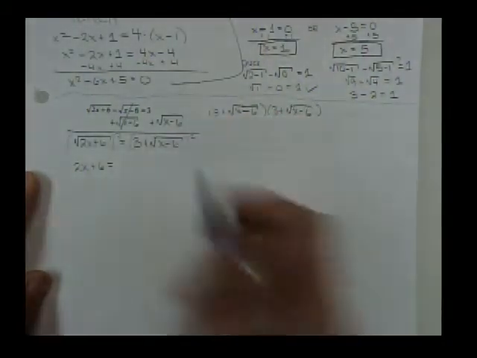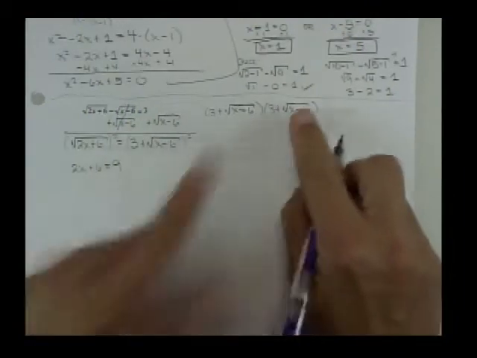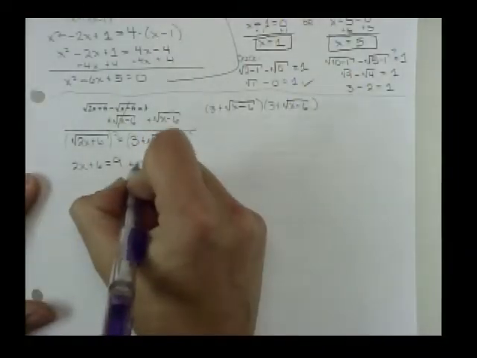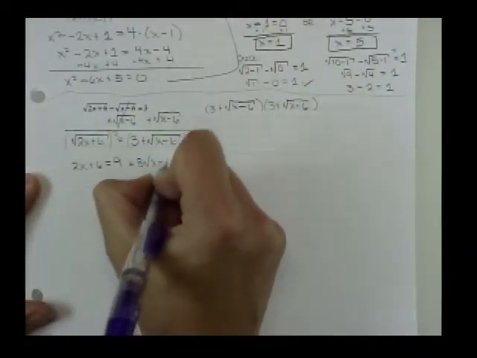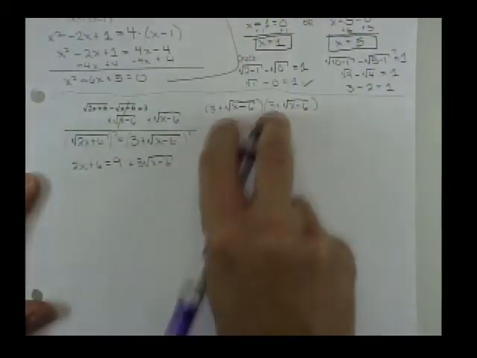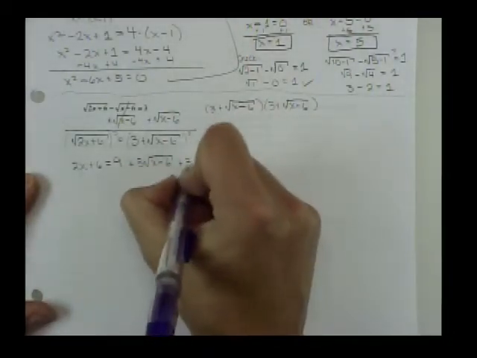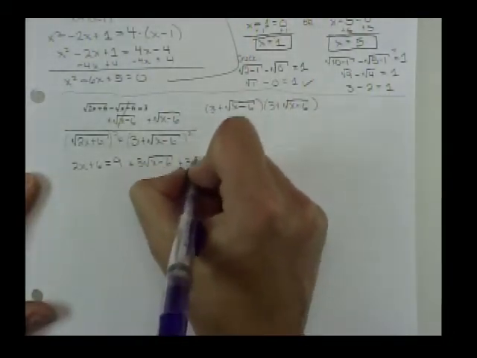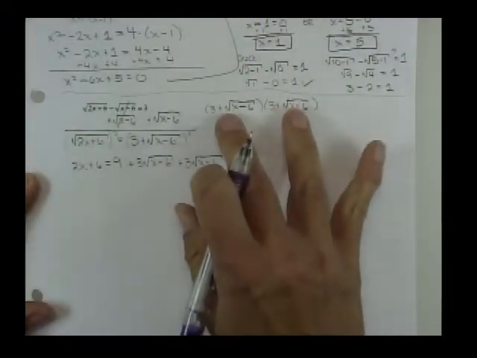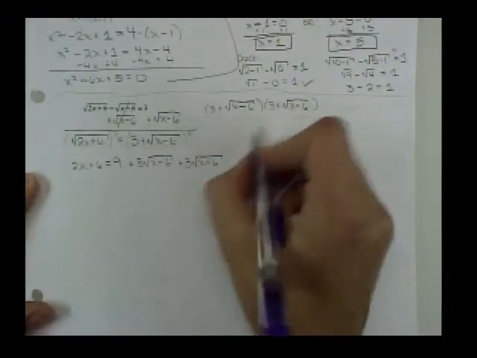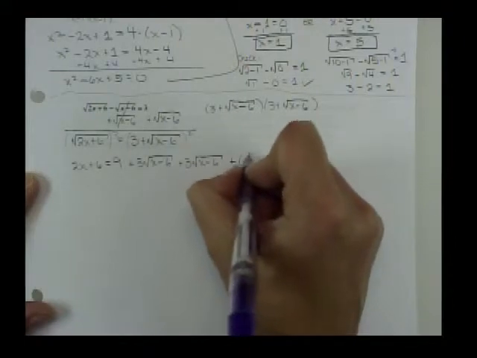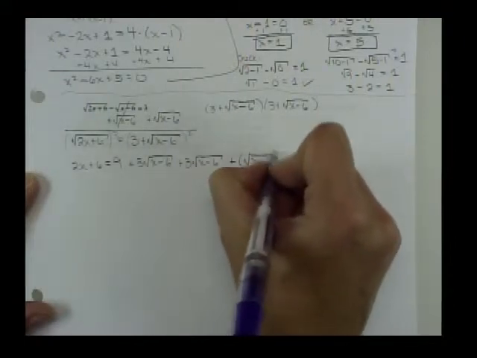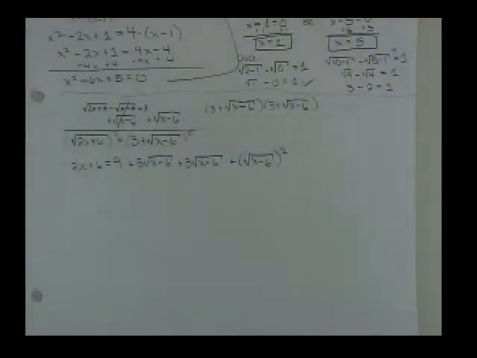So 3 times 3 is 9. Outsides give me plus 3 square root of x minus 6. Insides also give me plus 3 square root of x minus 6. And then the last terms are both positive. Square root of x minus 6 times square root of x minus 6 is square root of x minus 6 squared. There's nothing I want to do on the left-hand side, but I do want to simplify on the right.